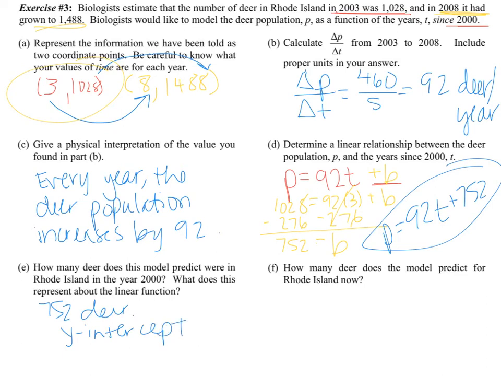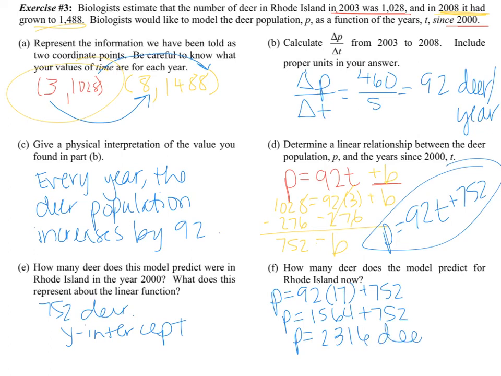How many deer does the model predict for Rhode Island now? So we want to know, what is our population if it increases by 92 per year, but since 2000, we're now year 2017 plus 752. So 92 times 17 is 1564. Add 752 to that, and the population should be around 2,316 deer.